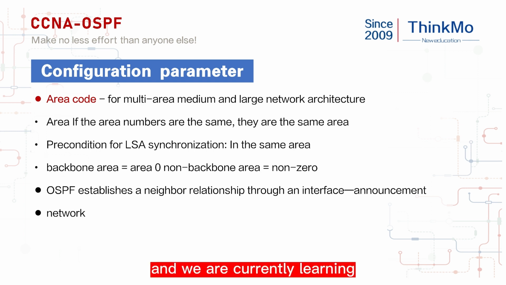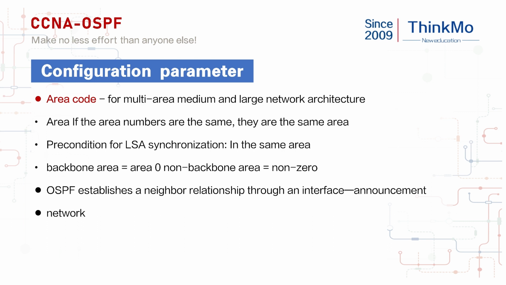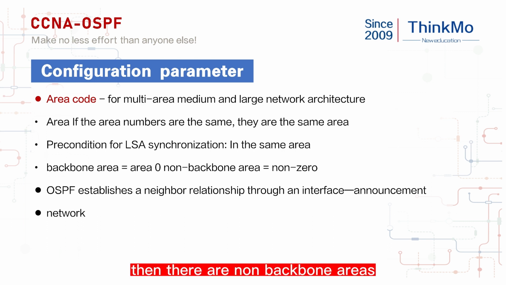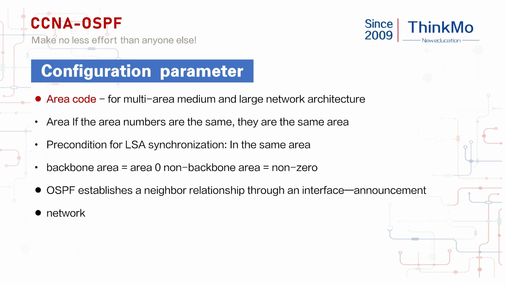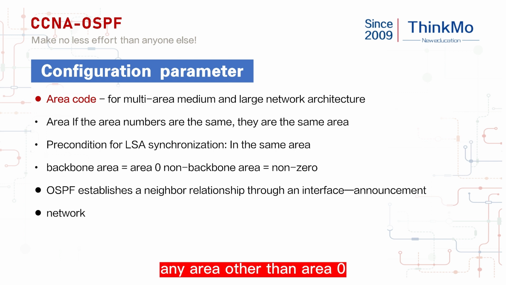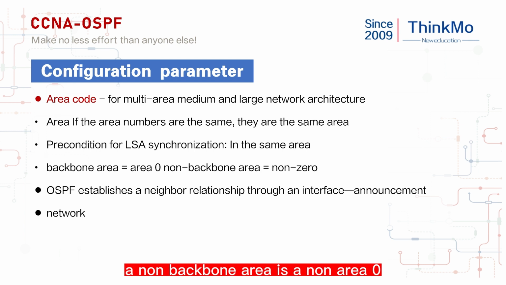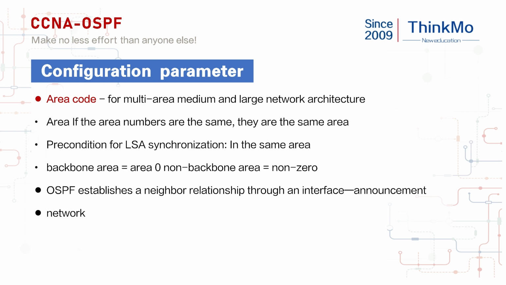And we are currently learning the backbone area. The backbone area is area 0. Then there are non-backbone areas, that is, any area other than area 0. You can also define your own. A non-backbone area is a non-area 0. This is the third parameter, the area code.